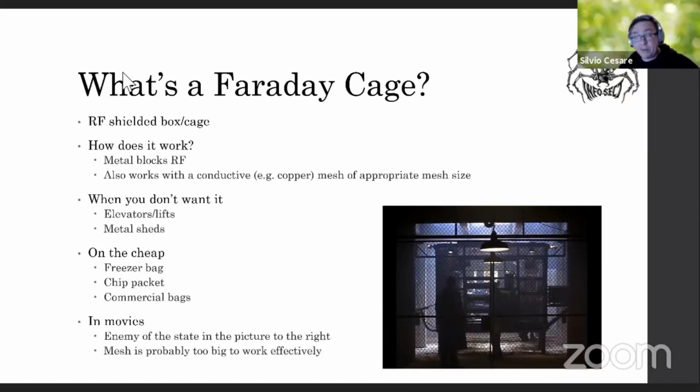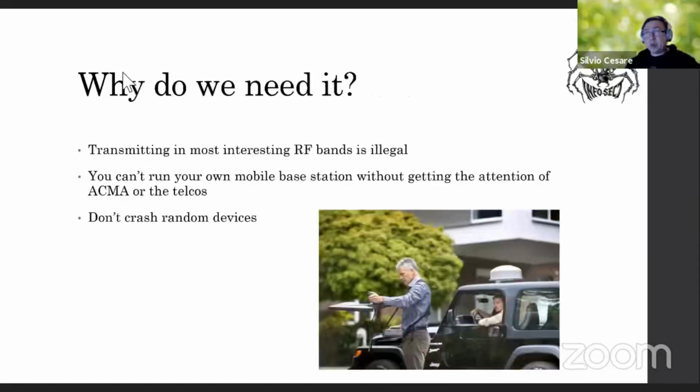Got a picture of Enemy of the State on the right, which is about a guy that thinks the state is following him, and it ends up that actually happens. But the mesh is probably too big to work effectively in the movie, but at least we can see through the mesh and see that crazy setup that he's got behind him. So we need a Faraday cage because transmitting in most interesting RF bands is illegal.